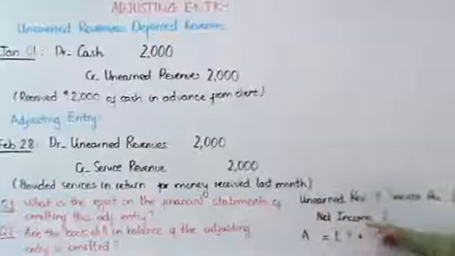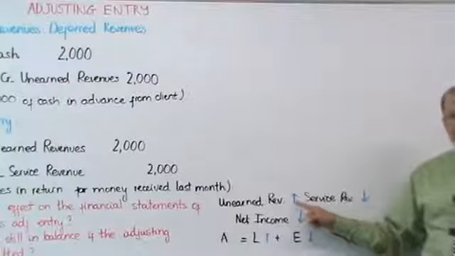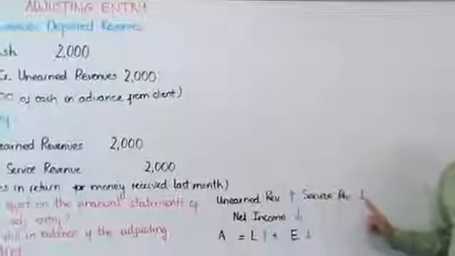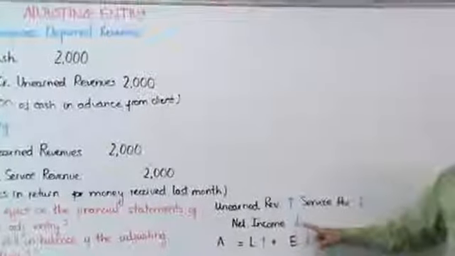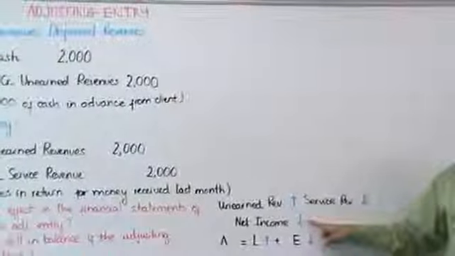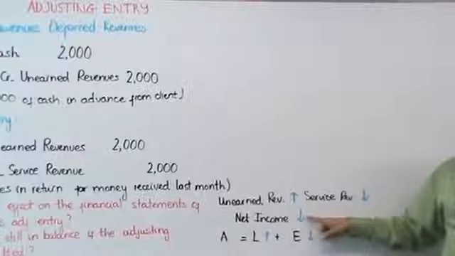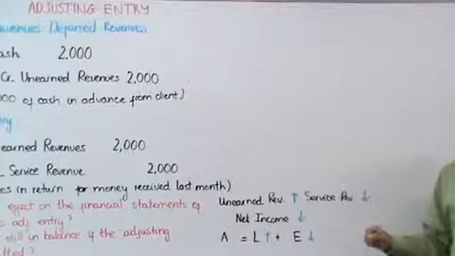If you did not make this adjusting entry, your unearned revenue would be overstated. I have an arrow going up, would be overstated. Your service revenue would be understated. If your service revenue is understated, then your net income also is understated. And as you may recall, your net income gets closed out into your equity account like retained earnings or capital. So then your equity also would be understated.